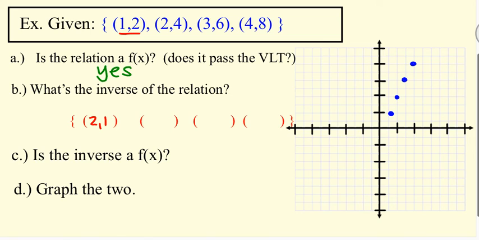So where that will graph is over 2, up 1. The next one, 2, 4. Interchange will be 4, 2. So over 4, up 2. The next one, 3, 6, will now be 6, 3. The last one, interchanging 4, 8, is now 8, 4.